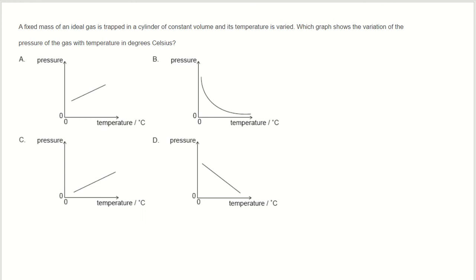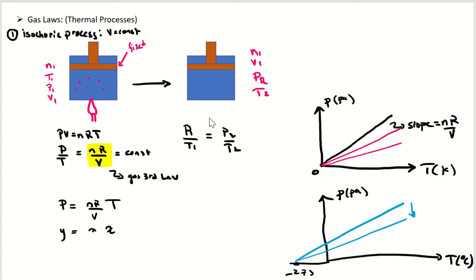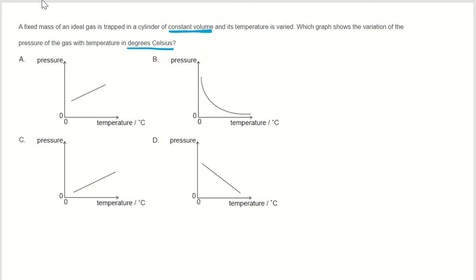A fixed mass of an ideal gas is trapped in a cylinder of constant volume. Okay, so this is the isochoric process. And its temperature is varied. Which graph shows the variation of the pressure of the gas with the temperature, but the temperature is in degrees Celsius? So let's get back to the constant volume. If you remember, look at the graph. In degrees Celsius, it's shifted back. So it's this graph.